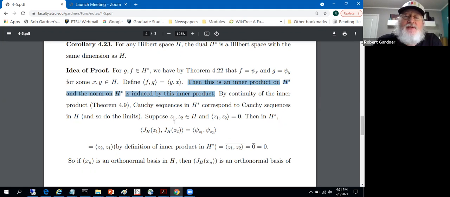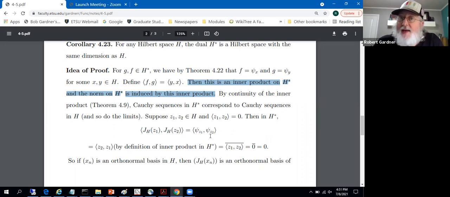If we take Z1 and Z2 from the Hilbert space, where Z1 and Z2 have an inner product of 0, that is, they're orthogonal. We're making a claim about dimension here, aren't we? Then in the dual space, if we look at J sub H of Z1 and J sub H of Z2, the J sub H's simply produce the psi's. So that gives us a psi of Z1, psi of Z2. Z1 appears in the first position, Z2 in the second.